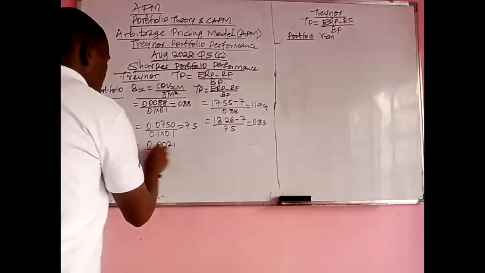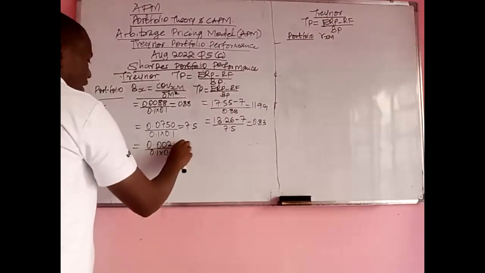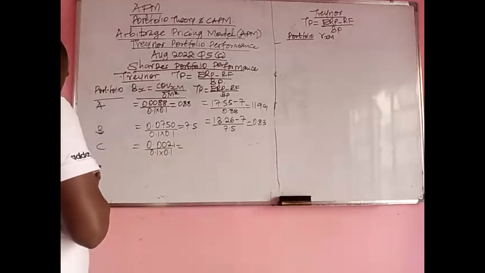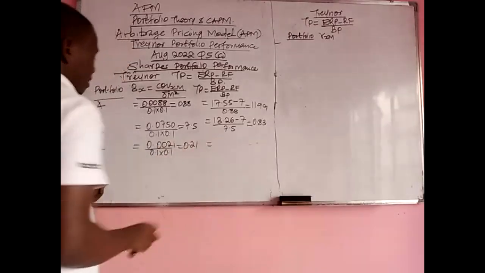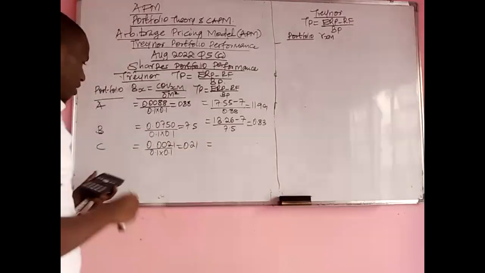And then you also look for the third one, which is given by the covariance of 0.021. You divide by the same standard deviation of the market squared. So it will be 0.021 divided by 0.1 multiplied by 0.1. This is giving you 0.21. The expected return of the portfolio is 9.34, minus 7, divided by 0.21. This is 11.14.